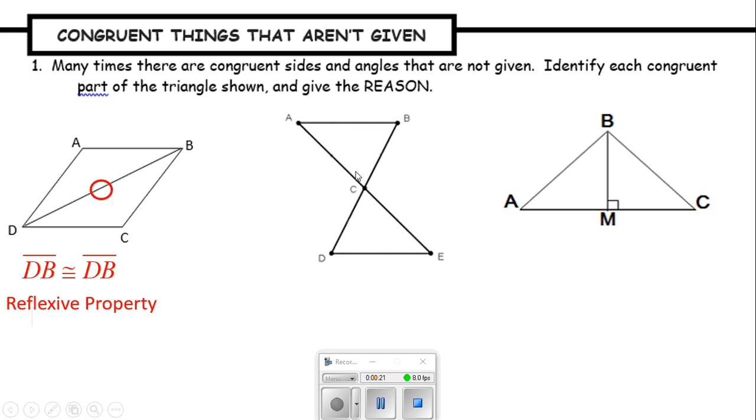In the second picture, we know that these two angles in the middle are congruent to each other because they're vertical angles. So we're going to mark that in the picture. Make sure you write: angle ACB is congruent to angle DCE because they're vertical angles.